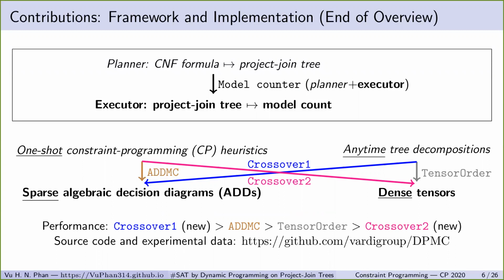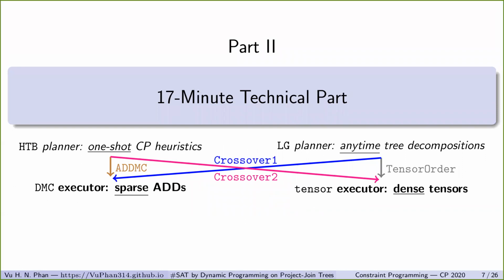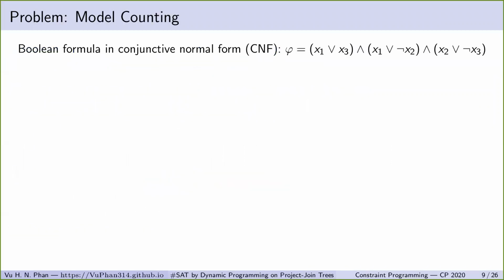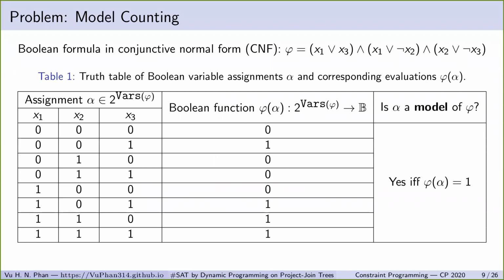Now we conclude the overview part and transition into the technical part of the presentation. First, we take a closer look at the model counting problem. A CNF formula is a conjunction of clauses. We can make a truth table where each row corresponds to a Boolean variable assignment, for which the formula evaluates to either 0 or 1. If it is 1, we say that the corresponding variable assignment is a model of the formula. The model count of a formula is the number of satisfying assignments.